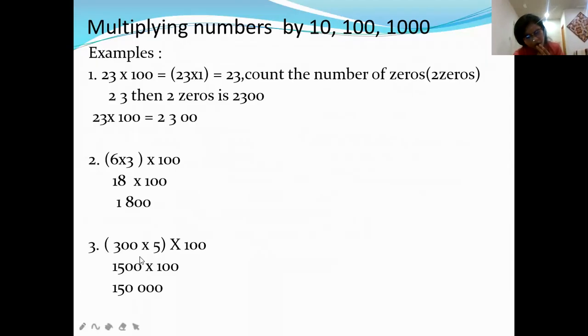Okay, next, number 3. 300 times 5 times 100. We are going to multiply first the numbers inside the parentheses. 300 times 5. 5 times 3 is 15, right? Then we have 2 zeros, so copy 2 zeros. Then times 100. Then 1 times 15 is 15. Then copy how many zeros? 1, 2, 3, 4. So we have to copy here 1, 2, 3, 4.